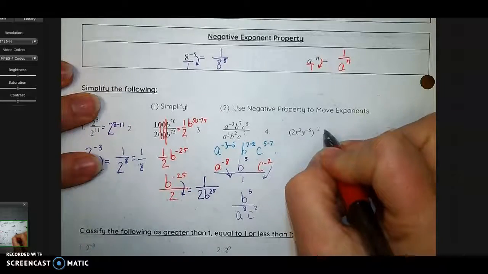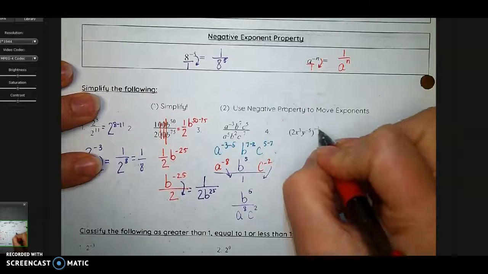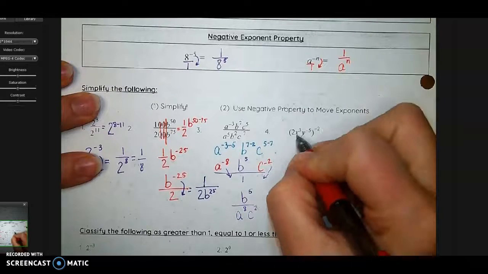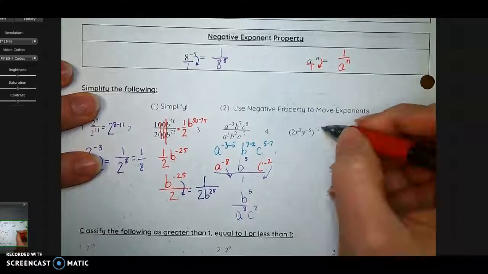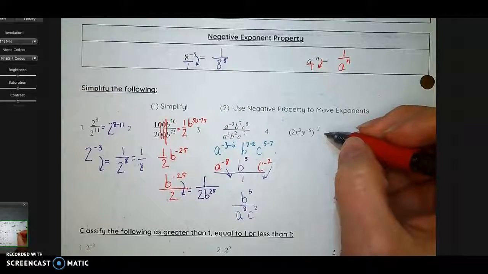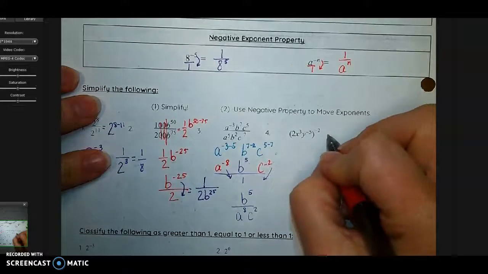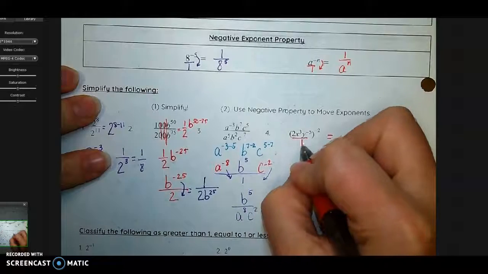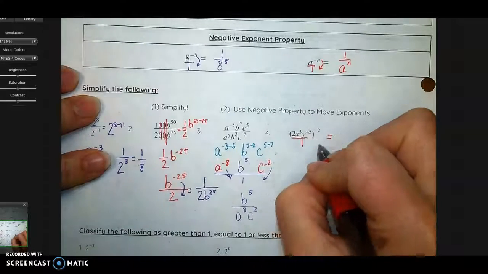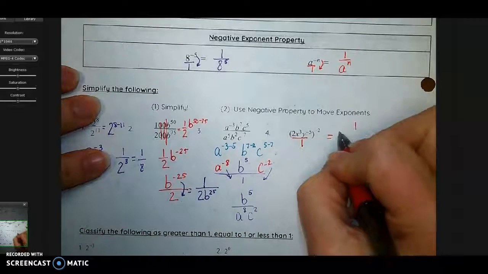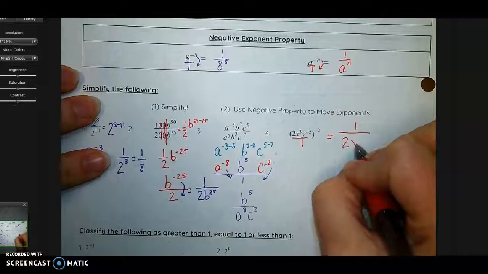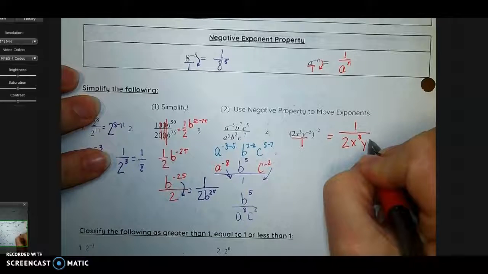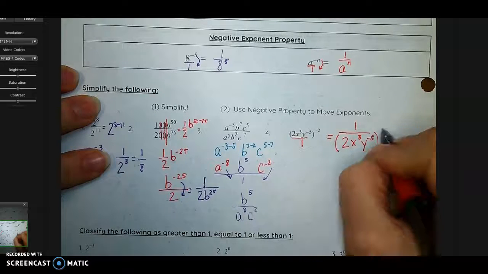Now, when I have the exponent outside, so a power to a power, and it's negative, that means the whole thing is going to flip. So I can think of this as being over top of 1. And this is telling me I'm going to flip the whole entire thing. So I'm going to have 1 over 2x to the third y to the negative 5th.